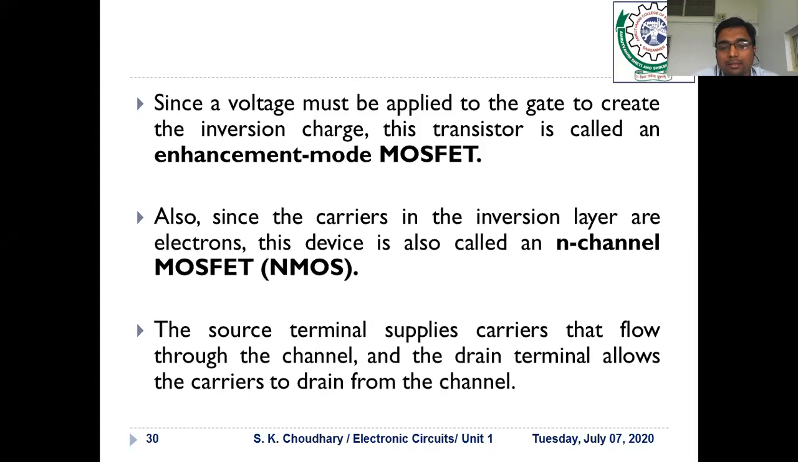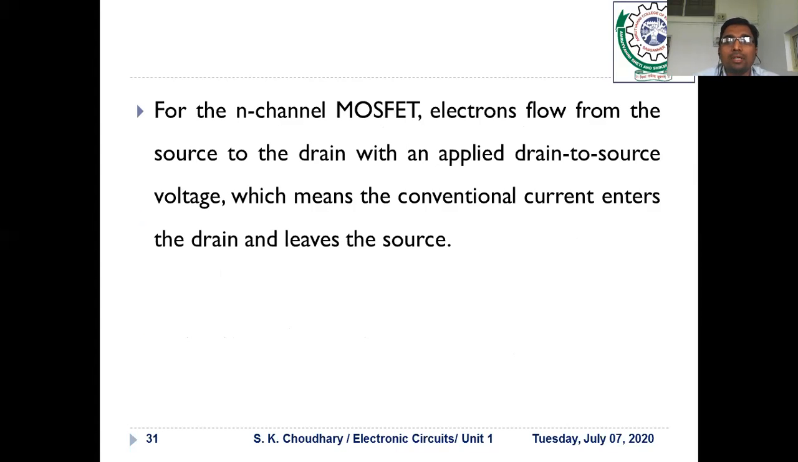This is the direction of flow of the electron. But as we know, conventional current always flows opposite to the flow of the charge carrier, or opposite to the flow of the electron. For the N-channel MOSFET, electrons flow from the source to drain with an applied drain to source voltage. That means conventional current enters at the drain terminal and leaves the source. So whenever you show the direction of flow of current in the N-channel E MOSFET, in any circuitry, always show the direction of current from drain to source, not source to drain.